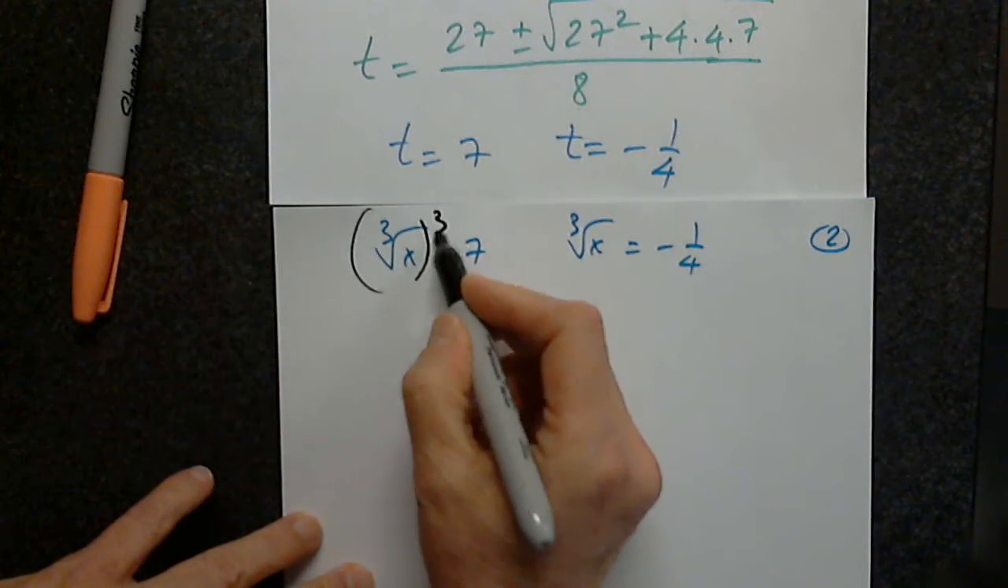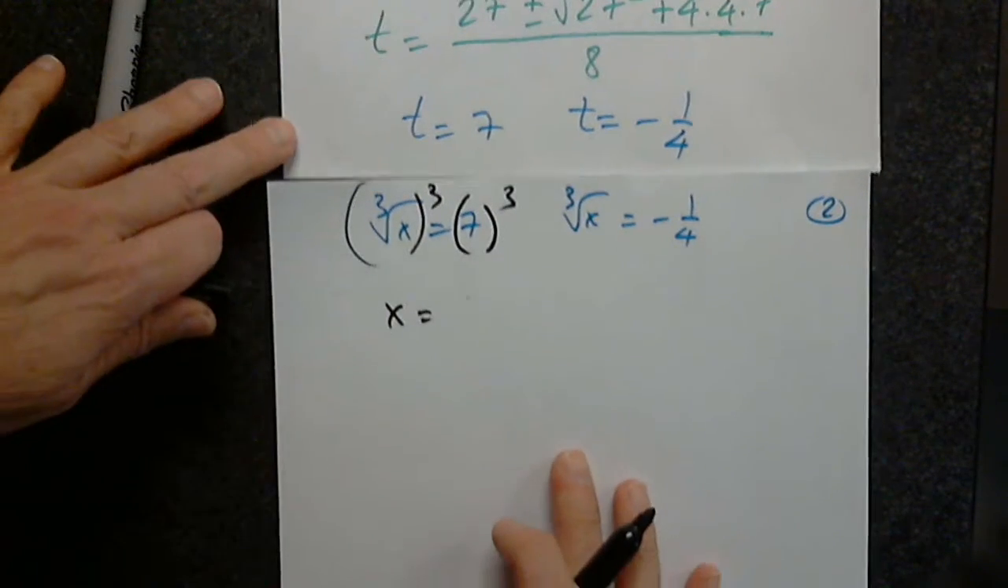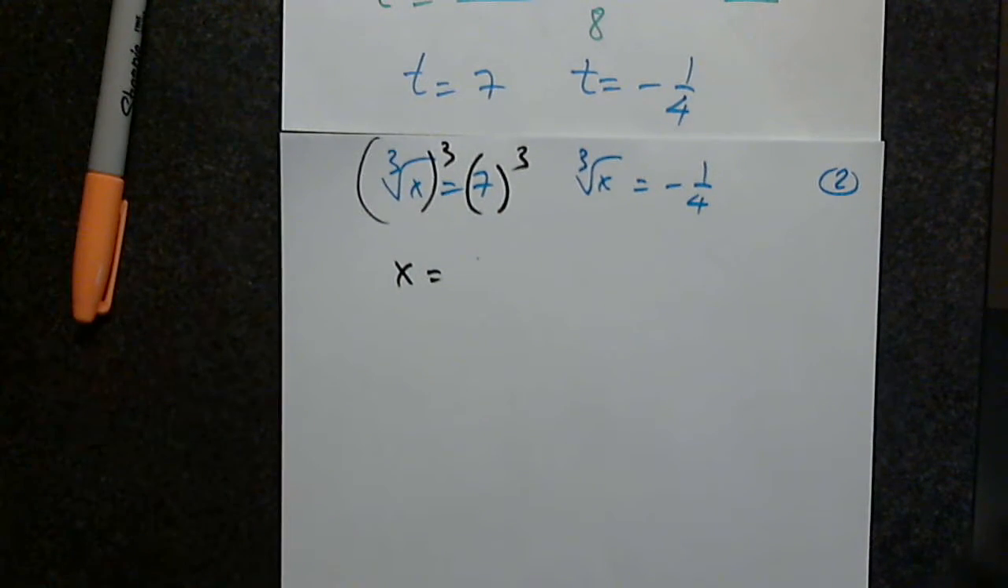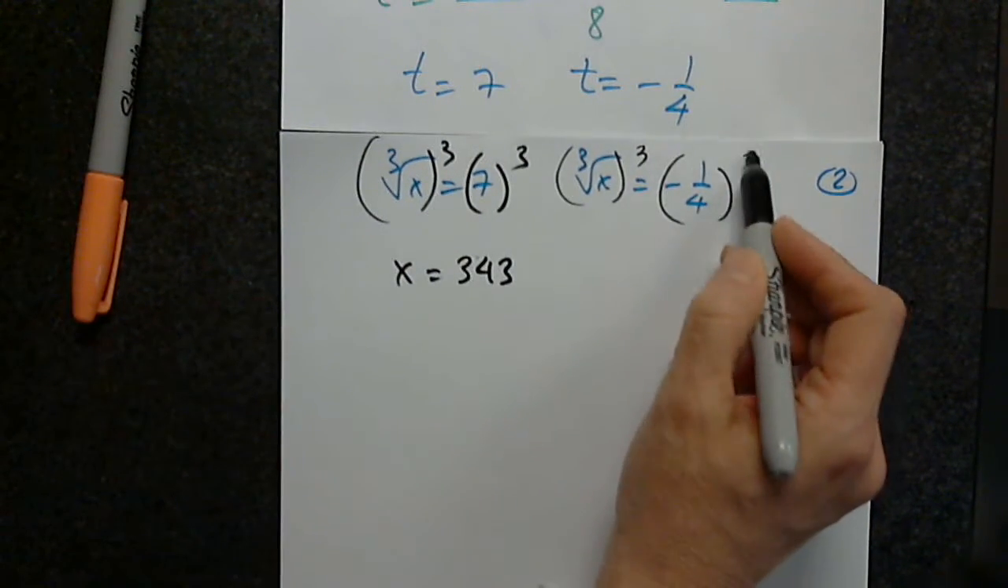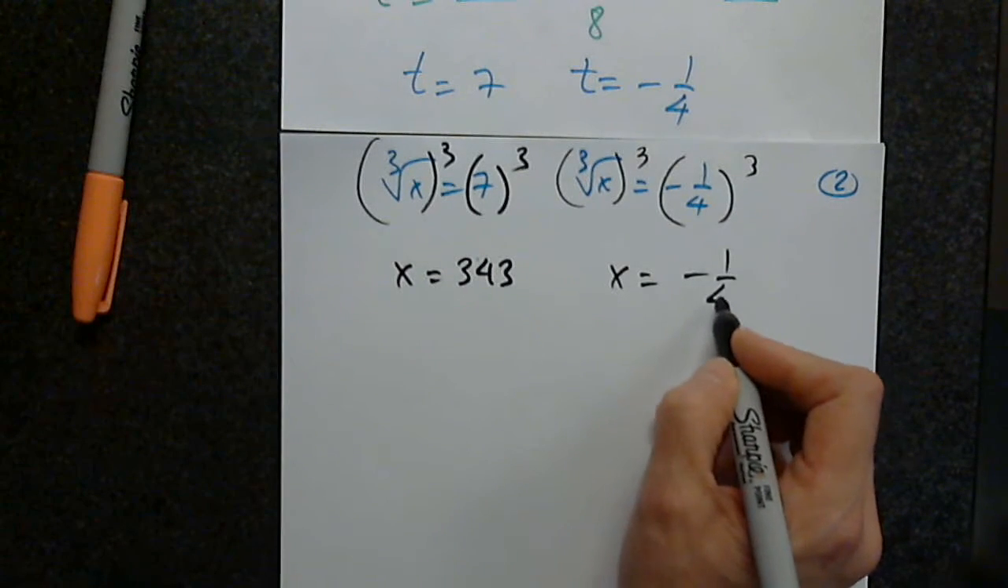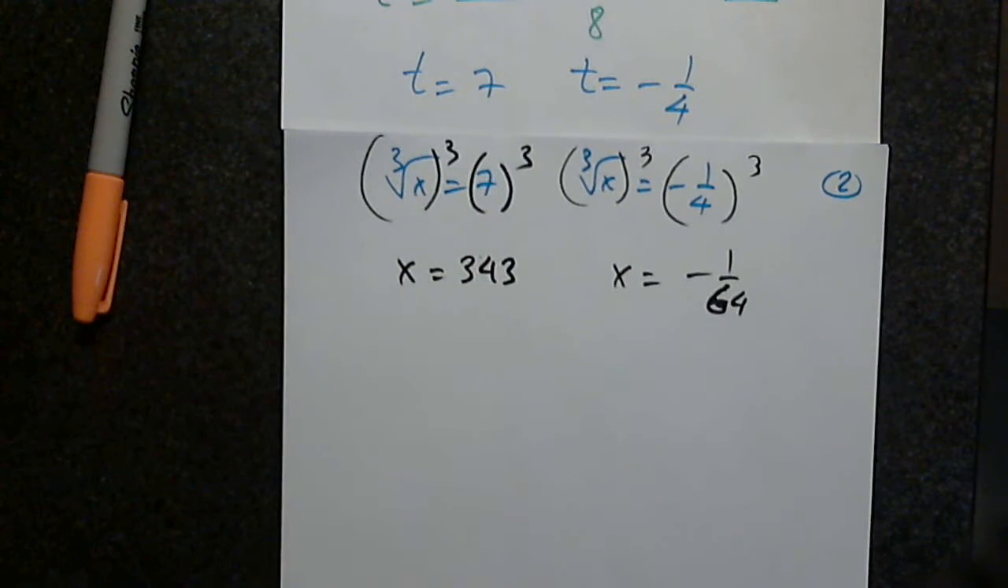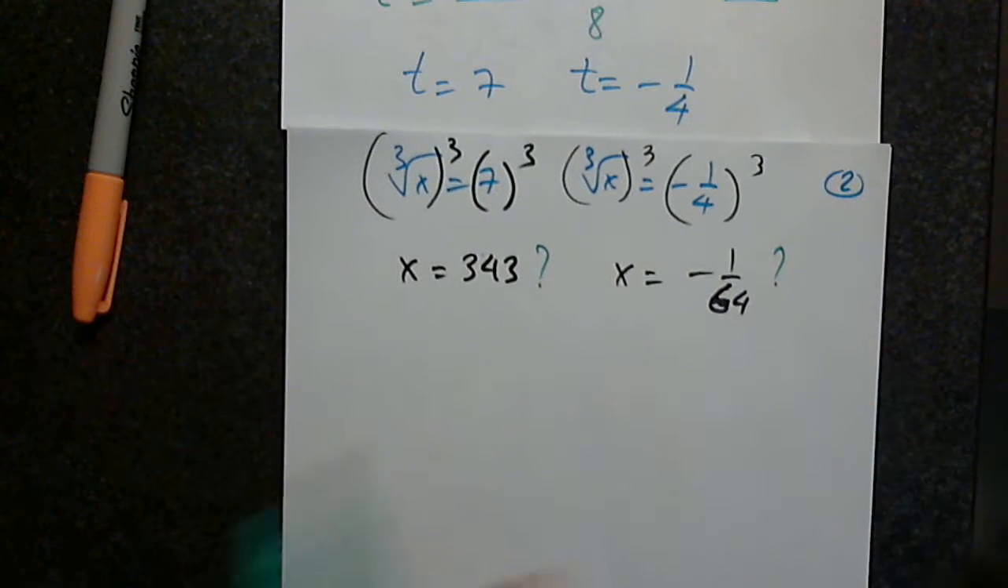Very good. Raising both sides to the 3rd power. So this is x equals 7 to the 3rd. How much is 7 to the 3rd? 343. And then the same thing again with x equals -1 over 64. Yes, I have to go back and check in the original problem. However, because we raised it to an odd power, all solutions will work. But we should go back and check.